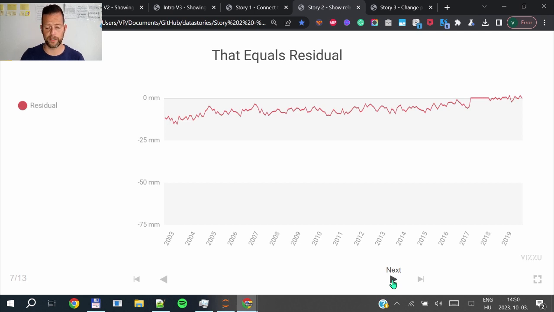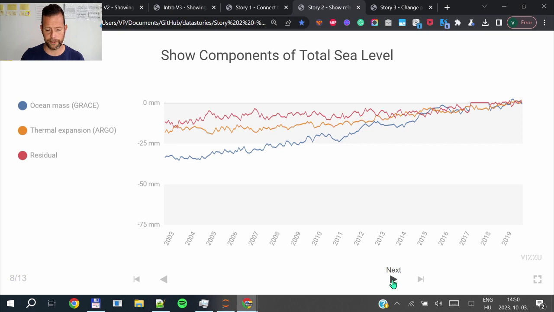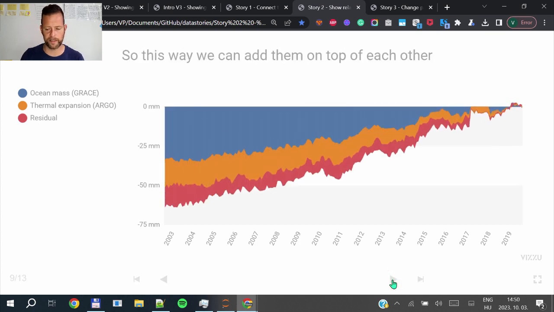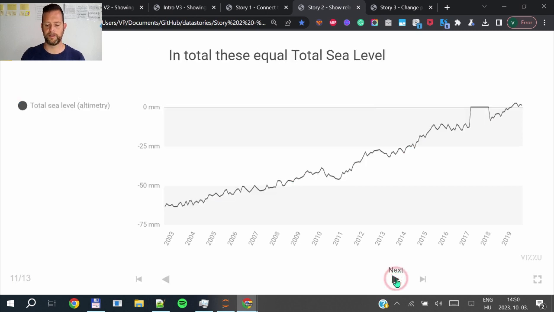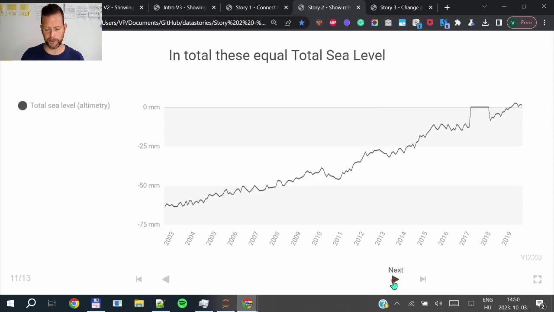We could also do this the other way. So if we show the residual, the thermal expansion, and the ocean mass, and turn these lines into areas, which are much better for actually stacking them on top of each other. We do that with areas, and we never do that with lines. Then it will be very easy to understand for the members of the audience that the total of these three components actually equals the total sea level.